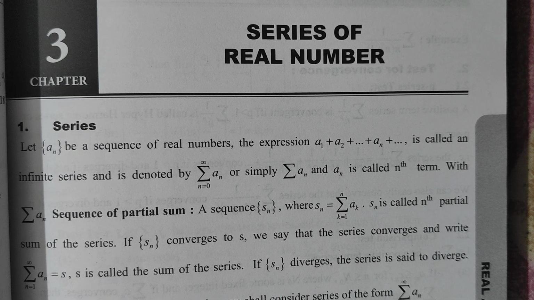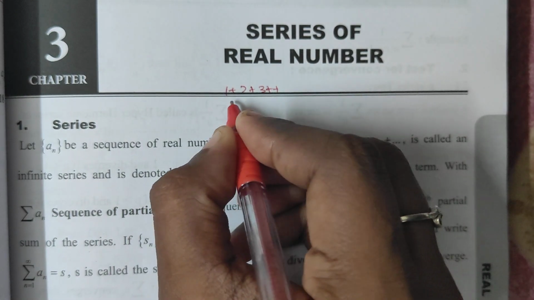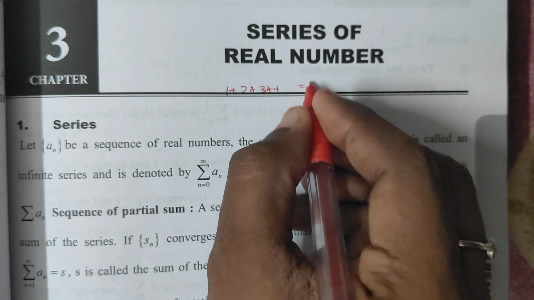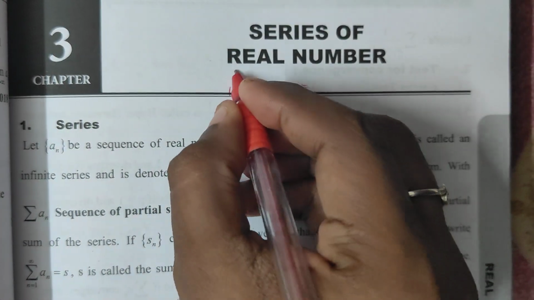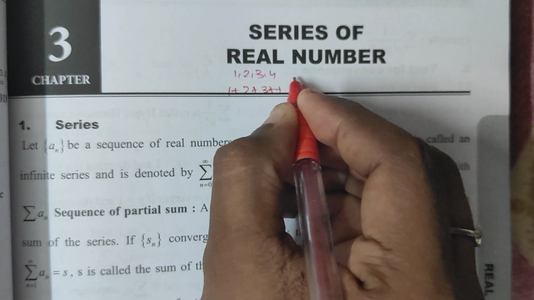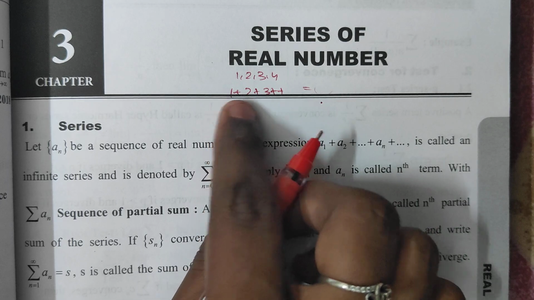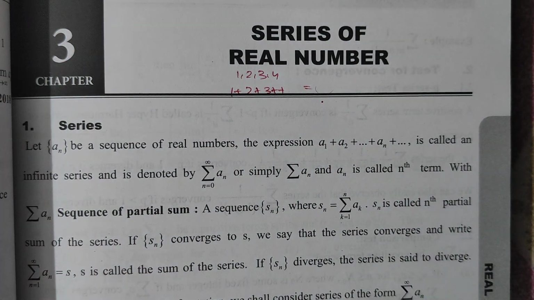In the last video we saw whether a sequence is convergent or divergent. Now what we are going to see is, suppose 1 plus 2 plus 3 plus 4, the addition of numbers, will that converge to a particular number or not? That is the concept we are going to see. In the last video we saw whether the sequence 1, 2, 3, 4 converges to a limit or diverges. Here we are taking the addition of those numbers, and we are going to find whether that sum converges to a particular number or not.